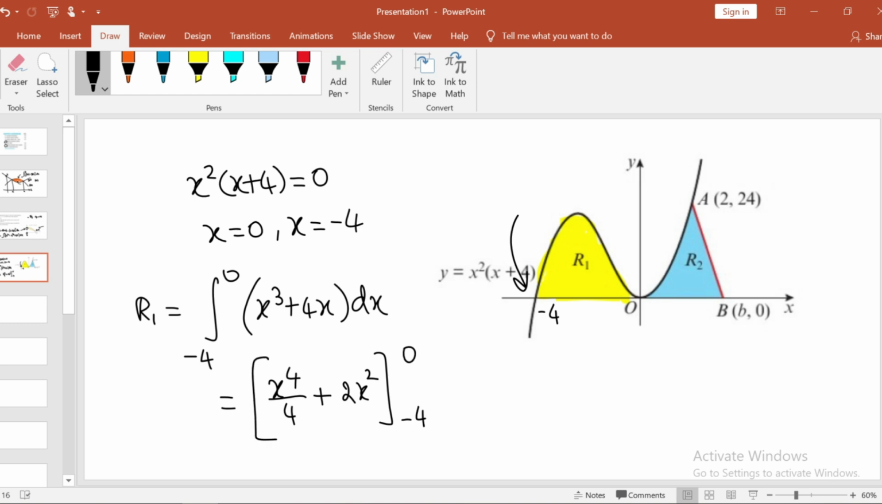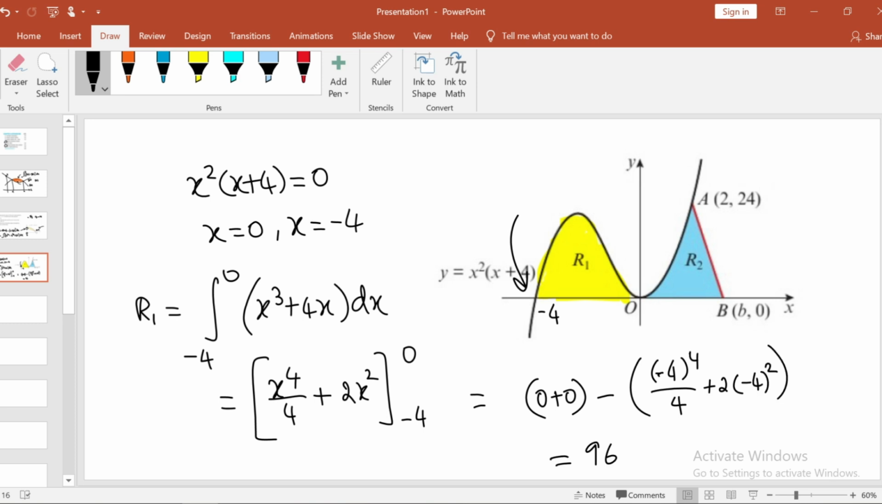Copy this, please. When you sub in upper limit, it's going to be 0, 0 minus lower limit minus 4 power 4 over 4 plus 2 minus 4 squared. That's 96. Correct.